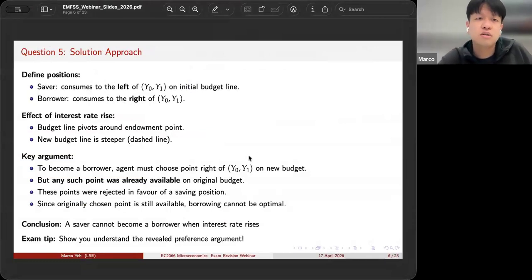Any other questions about the intertemporal budget constraint? No?